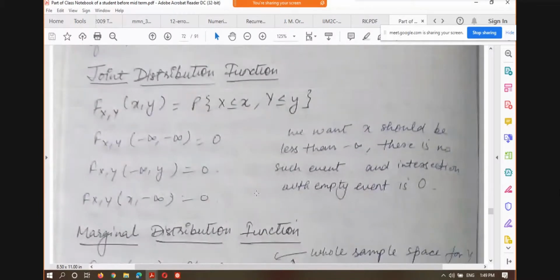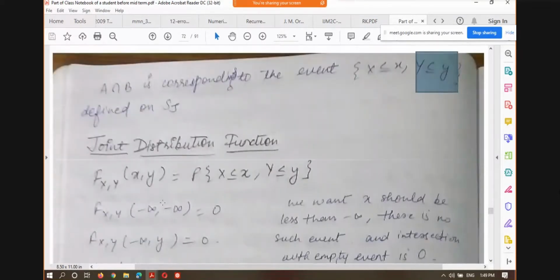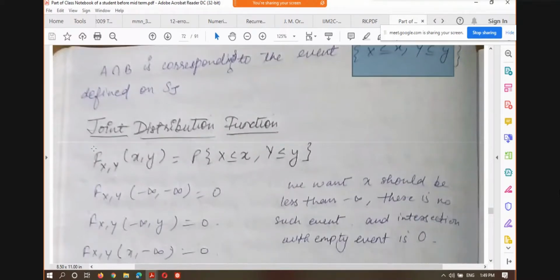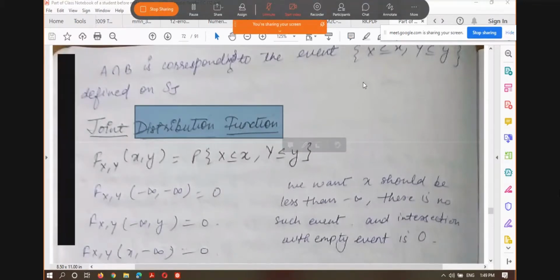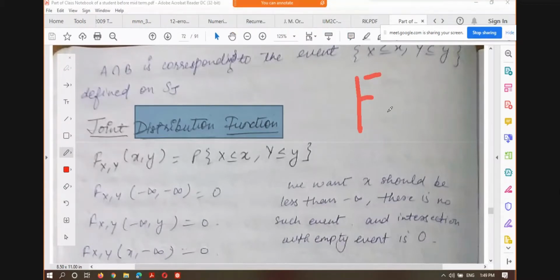So now, the joint distribution function. For the case of two random variables, the probability of this event is called the joint distribution function. This new word, joint, comes in here. Earlier we only had the distribution function, that one is F_X(x), the probability of capital X less than or equal to small x.